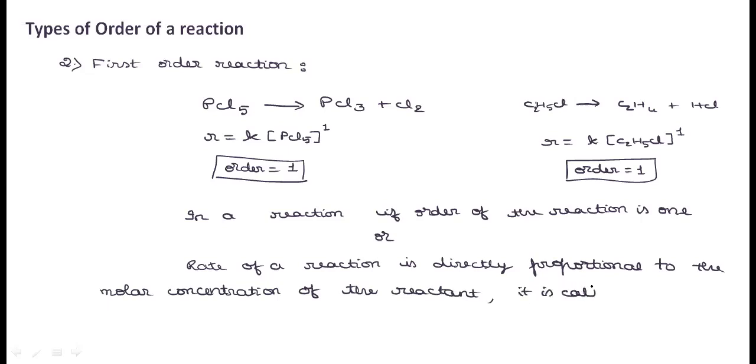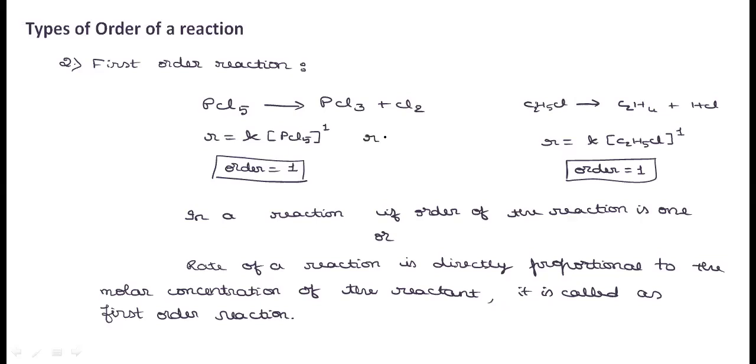It is called as first order. That is simple. If you write in this, this implies that the rate of the chemical reaction is directly proportional to the concentration of PCl5, or the rate of the chemical reaction in this case is directly proportional to the concentration of C2H5Cl. So this is taken to define this second definition.